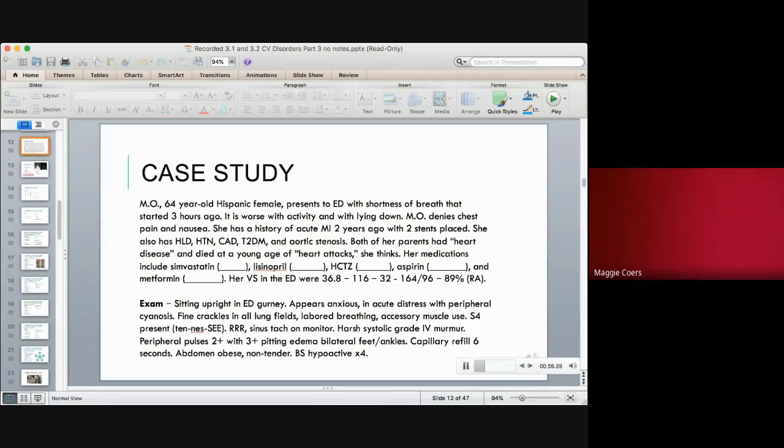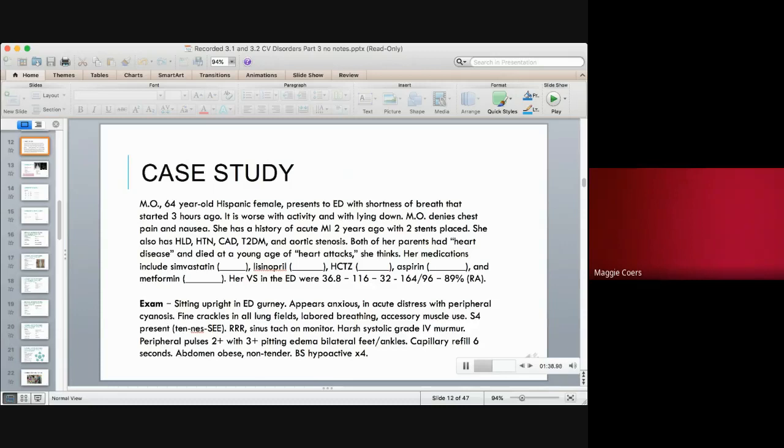hydrochlorothiazide, aspirin, and metformin. Now, let's just go through these medications really fast. Simvastatin is a statin medication to lower cholesterol. Lisinopril is an antihypertensive. HCTZ is hydrochlorothiazide, which is a diuretic. Aspirin, of course, is an antiplatelet, and metformin is a diabetic medication. So you need to know medications according to their generic name for NCLEX. All right, so the patient's vital signs in the emergency department were as reading there.